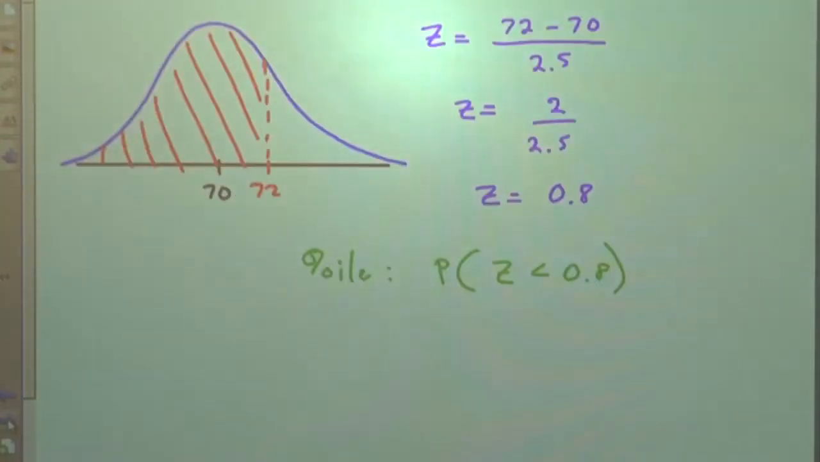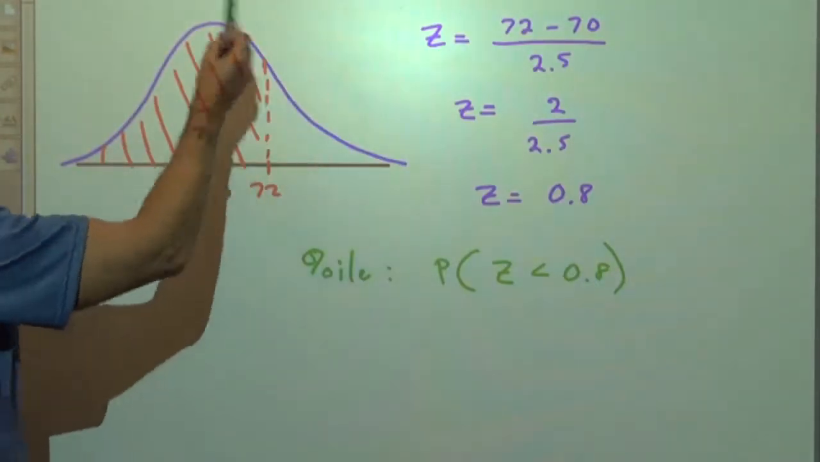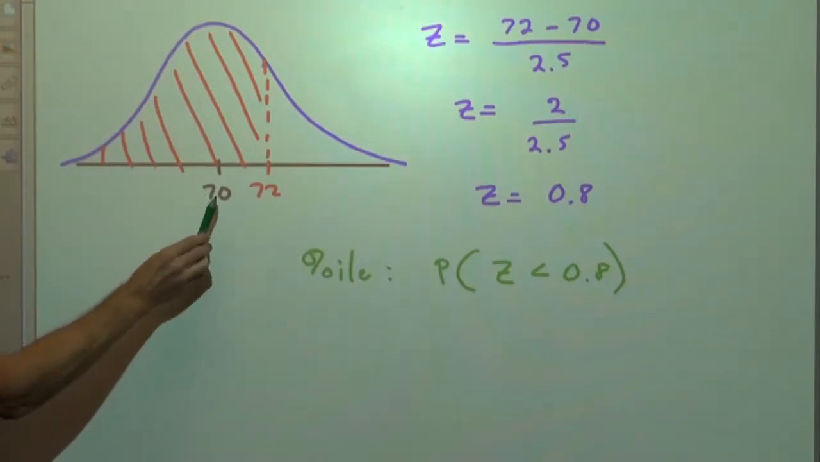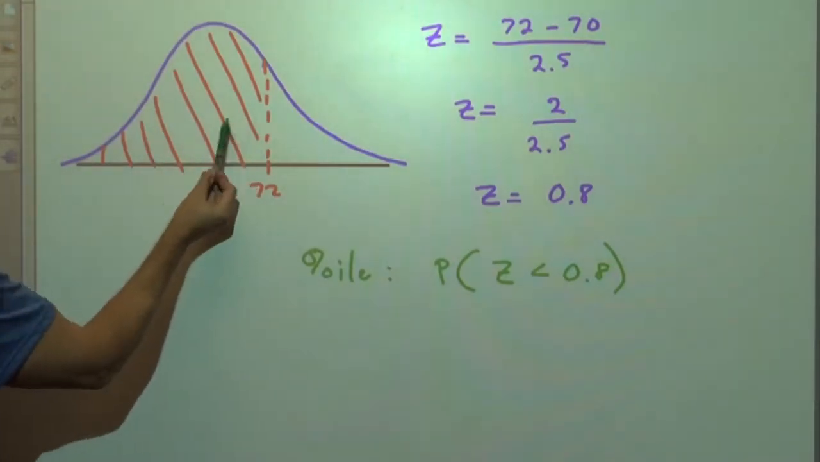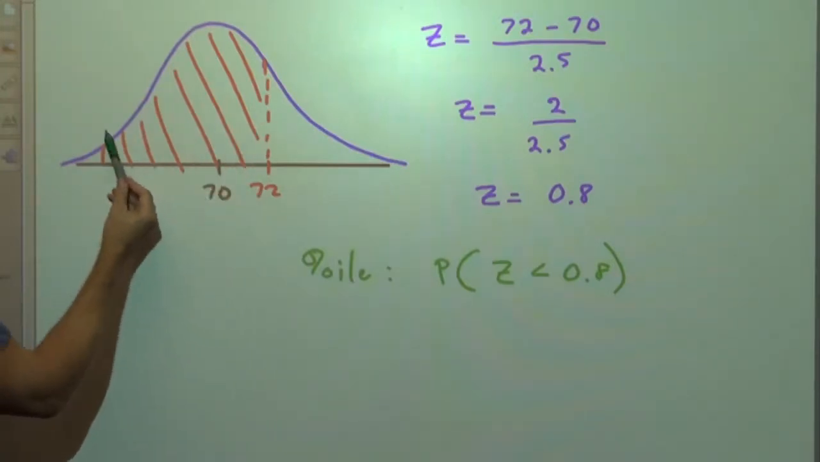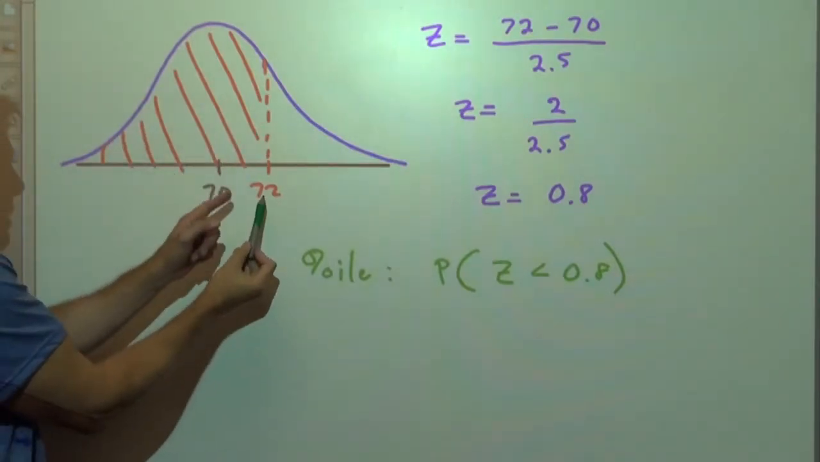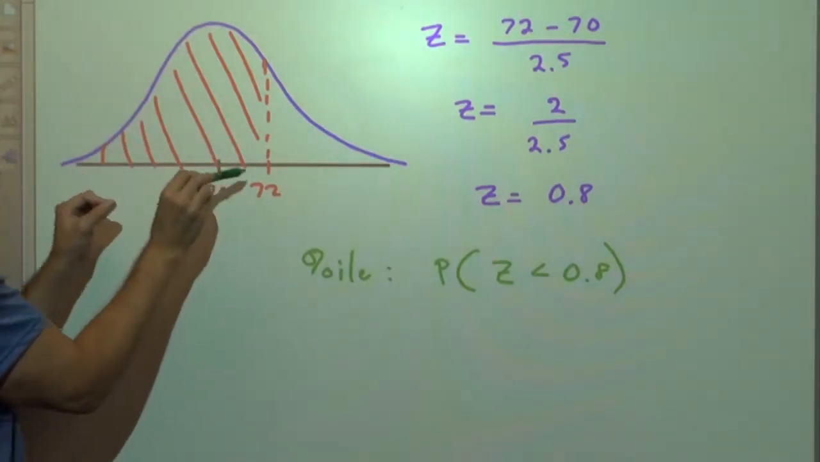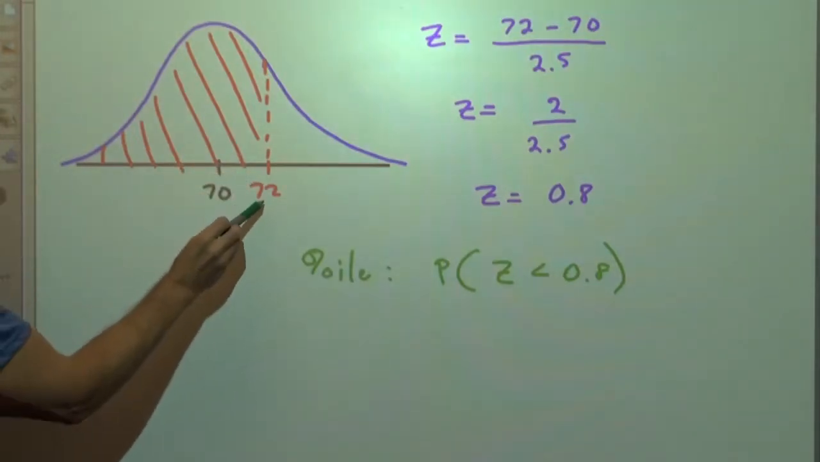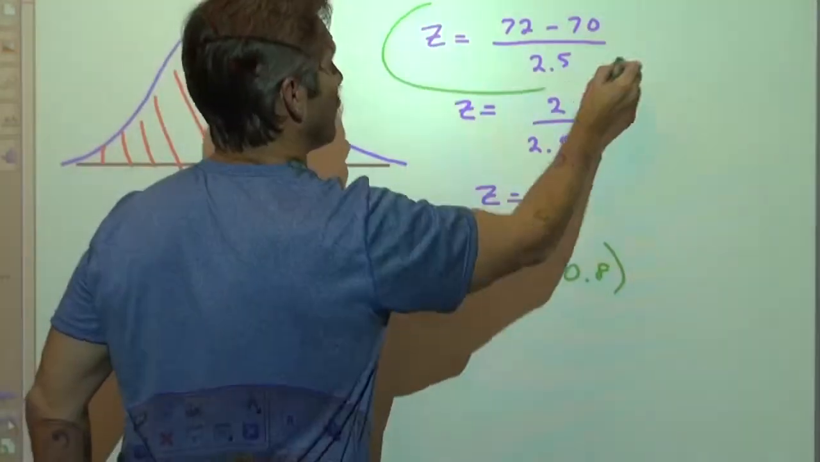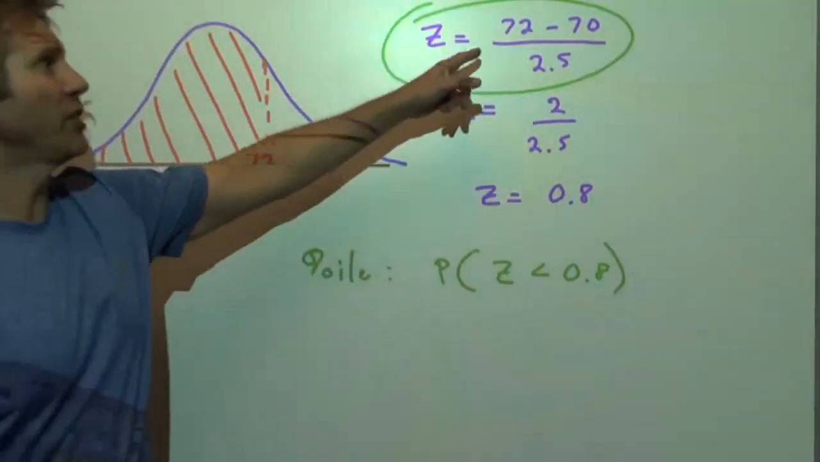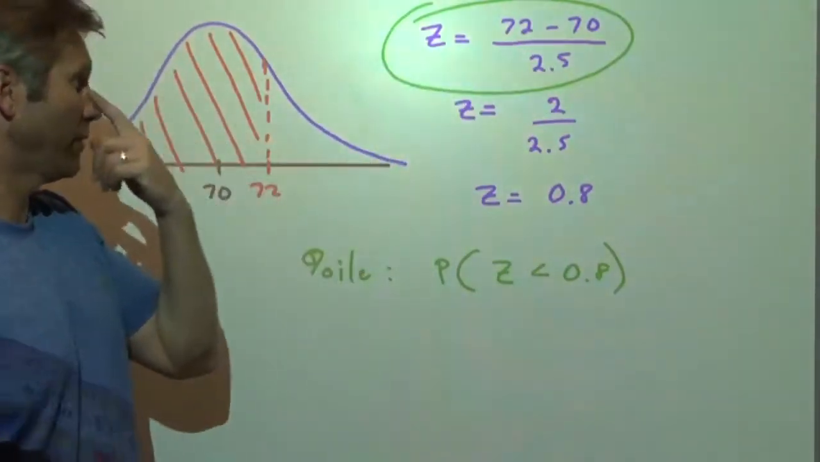Well, we do it in similar fashion. We could draw a distribution of men's heights where the mean is 70 inches, and we're interested in finding the percentile, the proportion of the whole population that is less than a height of 72. We need that z-score. We need to know how many standard deviations above the mean that 72 is. Well, that's what we use the z-score formula for. 72 minus 70 divided by the standard deviation.